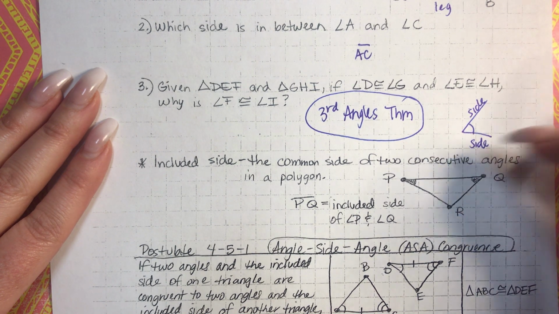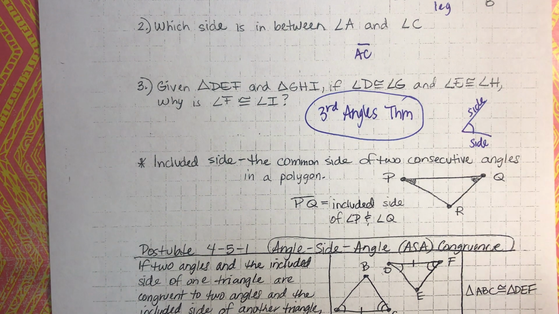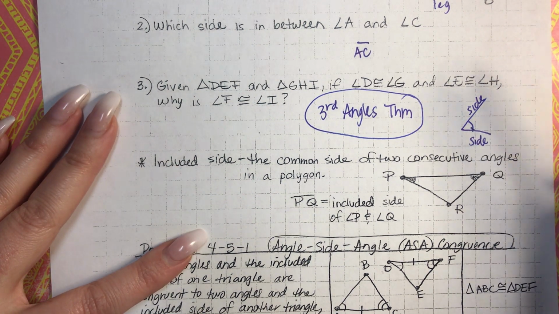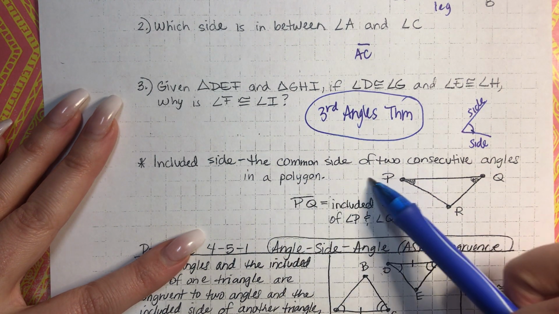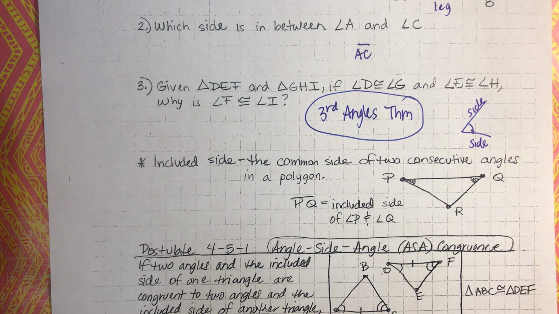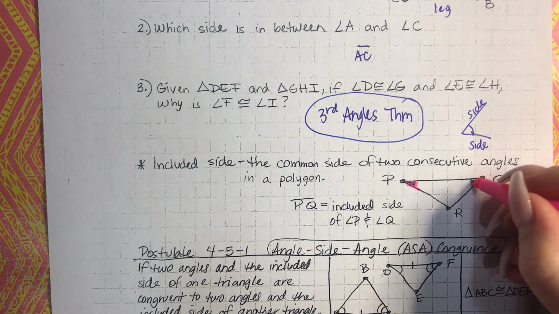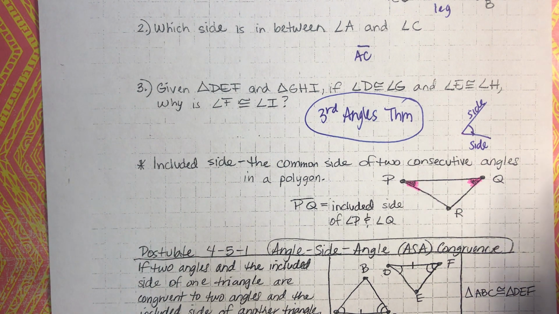That's the included angle. Now we're going to talk about what an included side is. What do you guys think? If we know this is an included angle, what do you think an included side would be? Well, what it says is the common side of 2 consecutive angles in a polygon, okay? So if I have this angle here, angle P and angle Q, what is the side that is included in both of those angles?